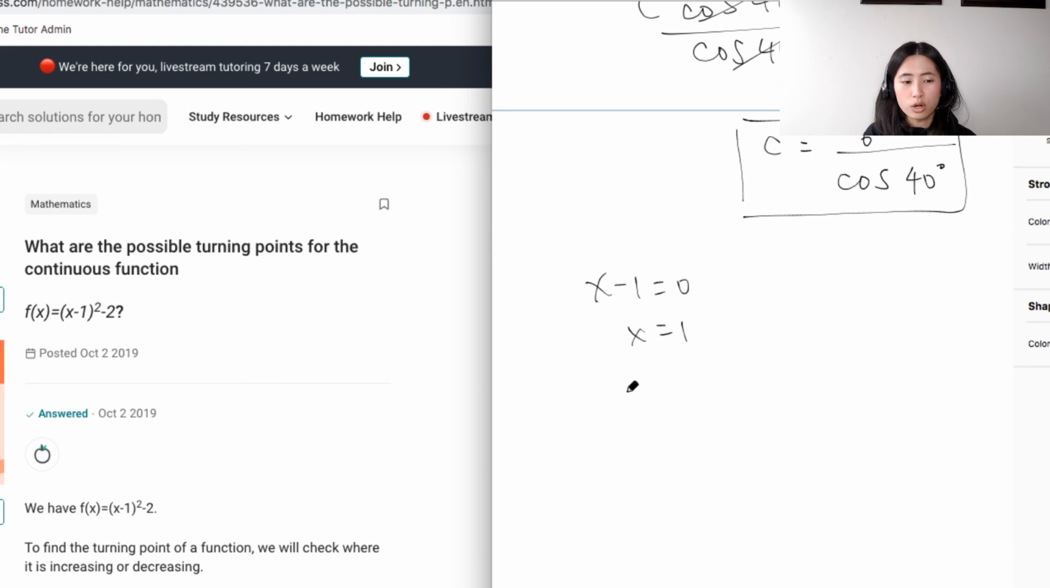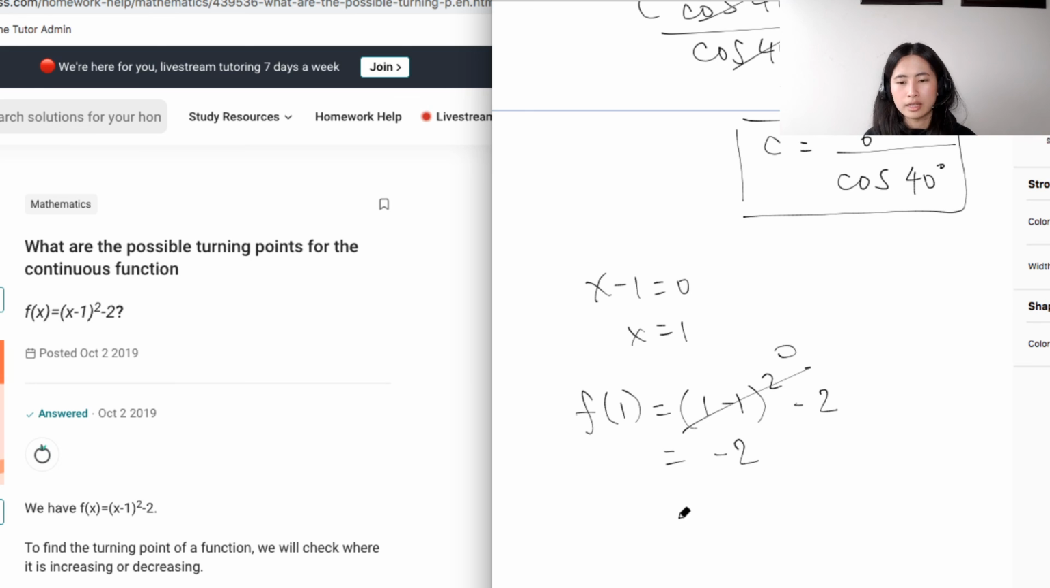Well, in order to find your y value, you would just have to plug 1 into your equation. So this is just going to be 1 minus 1 squared, and this is minus 2. So your y value is going to be -2.